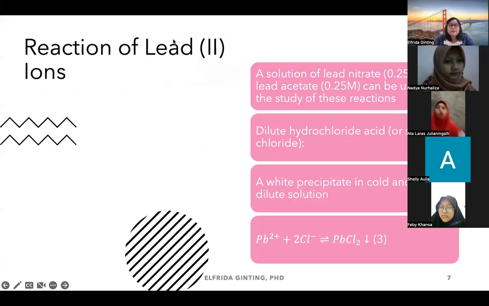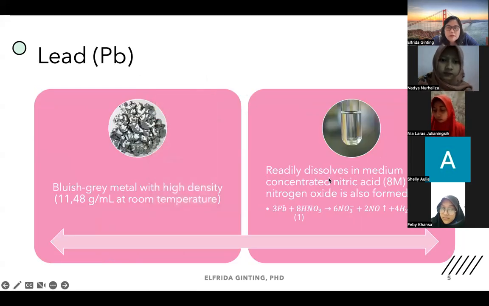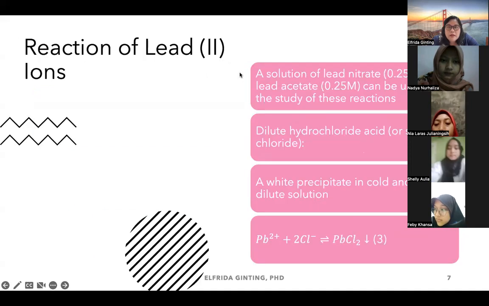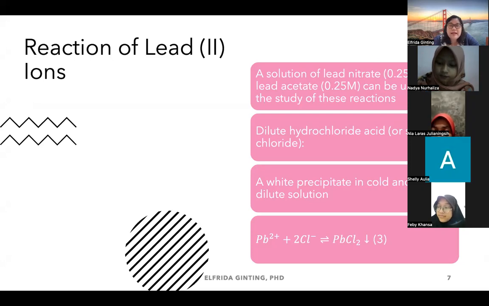Okay. Now, so let's see. We have lead 1. Okay, now we have lead 2. Now, in lead 2 here, if you remember, we already reacted the lead with HNO3, with nitric acid. And when you react lead with nitric acid, it will have Pb(NO3)2. So the lead nitrate that we have, or lead acetate, we can use it to further analyze lead here.